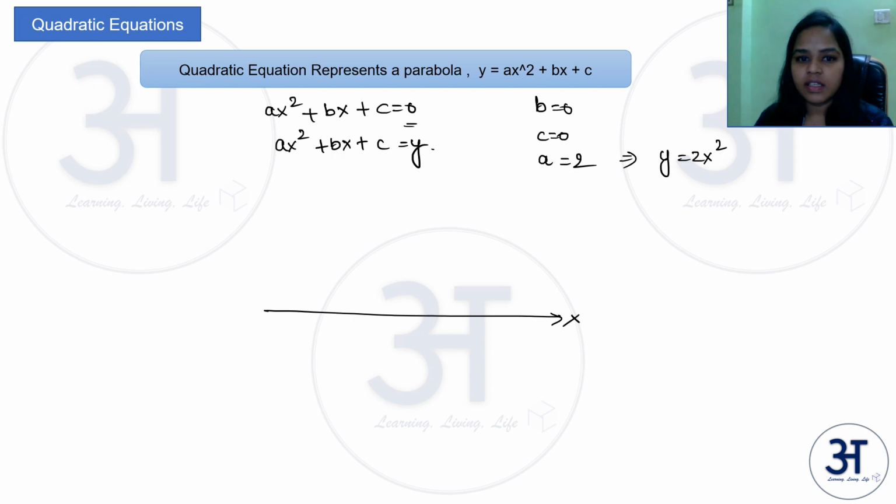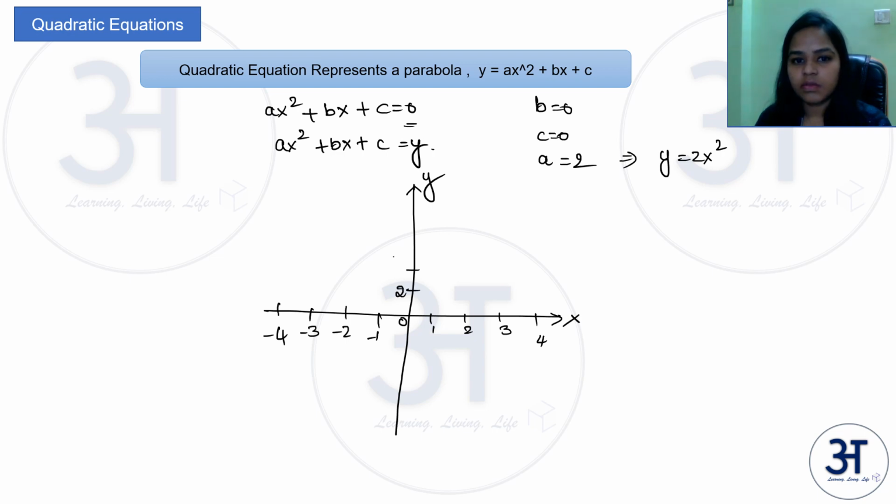So this is my x-axis and this is my y-axis. This is your origin 0, 0. Let us write the coordinates of the x-axis and y-axis. I'll write y in the multiples of 2: 2, 4, 6, 8, 10, minus 2, minus 4, minus 6, minus 8 and minus 10.